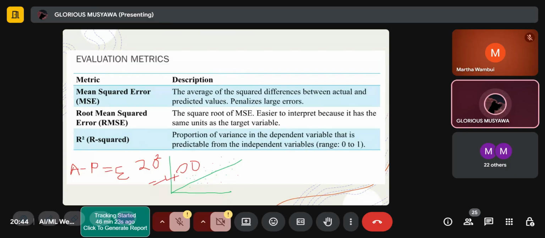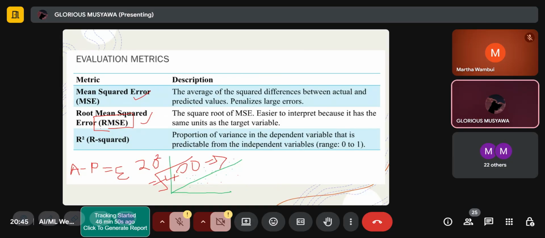Now, because this is a squared value, that's why we have root mean squared error. Root mean squared error is the square root of this, because we have already squared the error and now we need it in our original units. You see, 400 is already $20 squared. But root mean squared error is in the units of the target variable. So this is the mean squared error, this is root mean squared error. They are related.